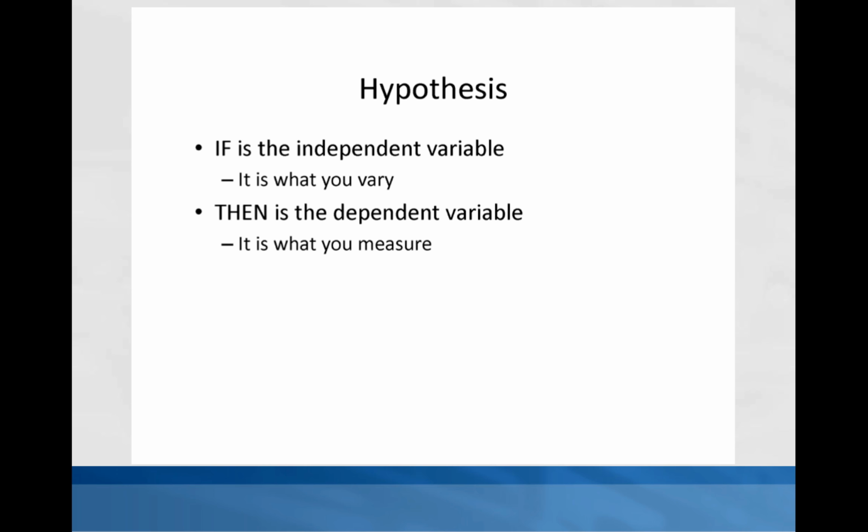So if you're looking at variables other than the control group and the experimental group, there's something called the independent variable or the dependent variable. The dependent variable depends on the independent variable. So the independent variable is what you vary, and the dependent is what you measure.